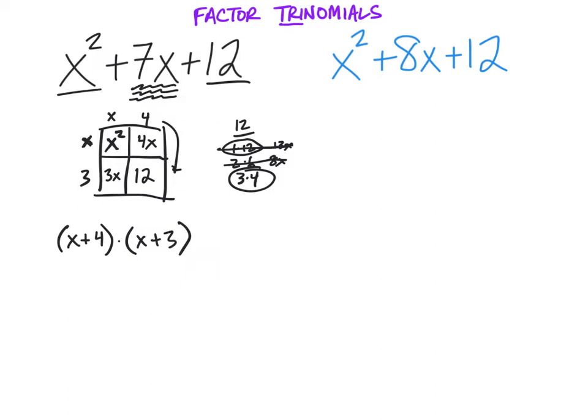And I can check my answer, thinking x times x. Oh, that gives me the x squared that I have in the boxes and also the x squared that I have in the original.